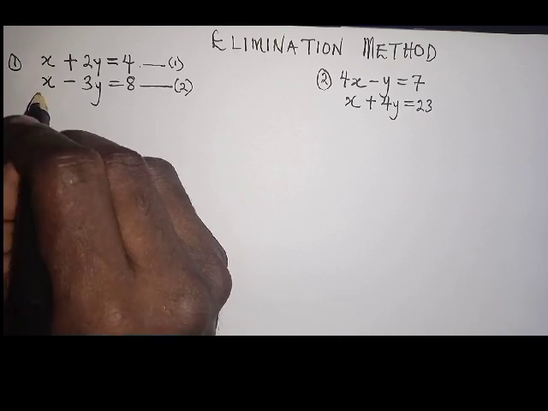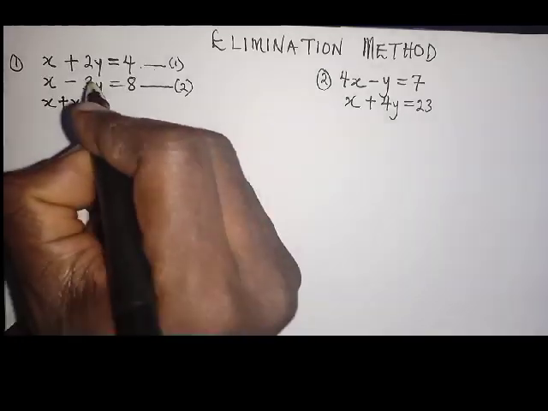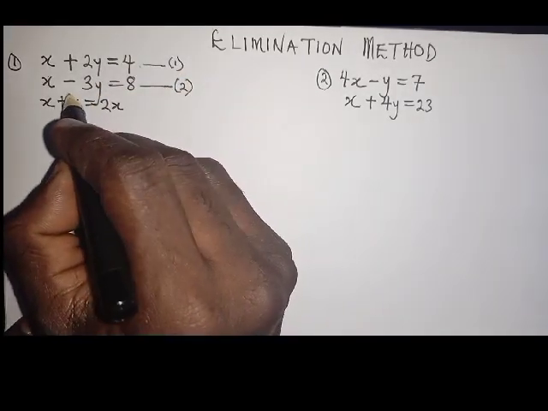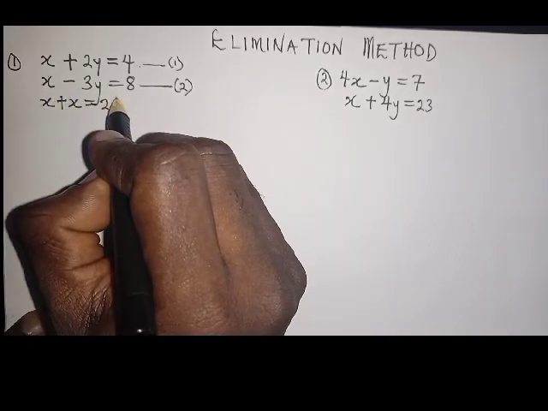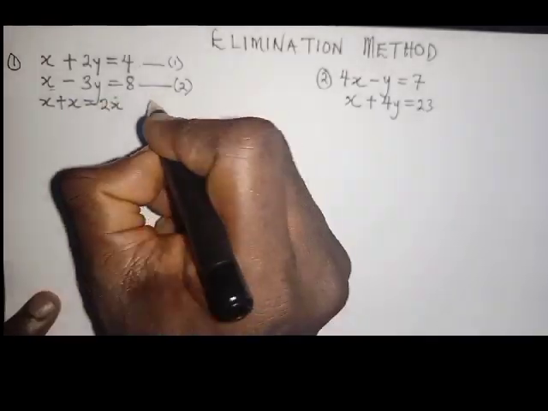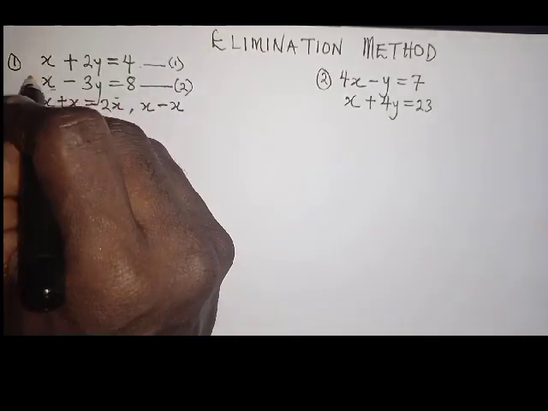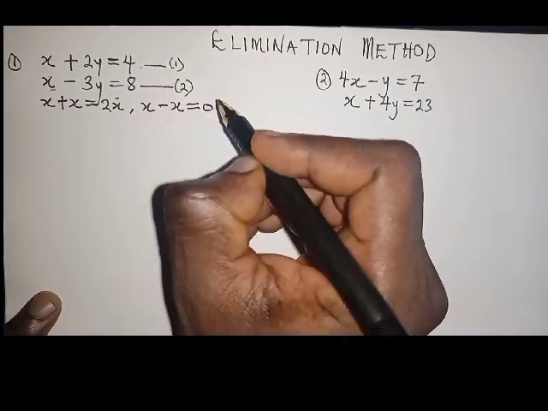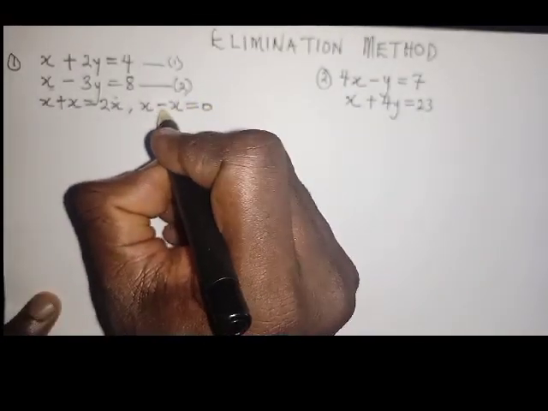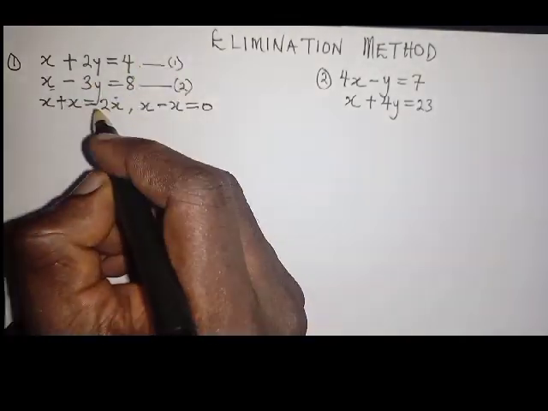So if I say x plus x, that is going to give me 2x, and that means I'm still going to be having the x term in the expression. What I need to do then is to say maybe x minus x. If I say x minus x, I'm going to get 0. That means the x term is off. And since it was subtraction I did, I'm going to have to do the same for both the y term and also the right hand side.